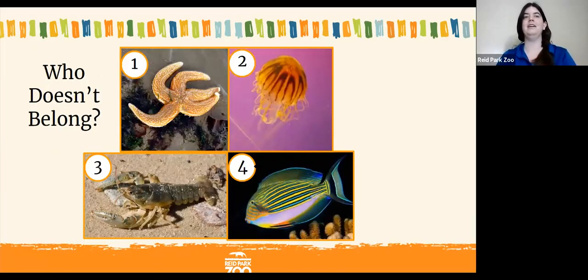All right, so we'll have a little bit of a participation game here really quick of which of these is not like the others. And there's no right or wrong answers here, but we just learned about invertebrates and we just learned about fishes. So we have a starfish, a jellyfish, a crayfish, and a surgeonfish. And why don't you tell me in the chat which of these, based on what you've learned just now, is the least like the other ones?